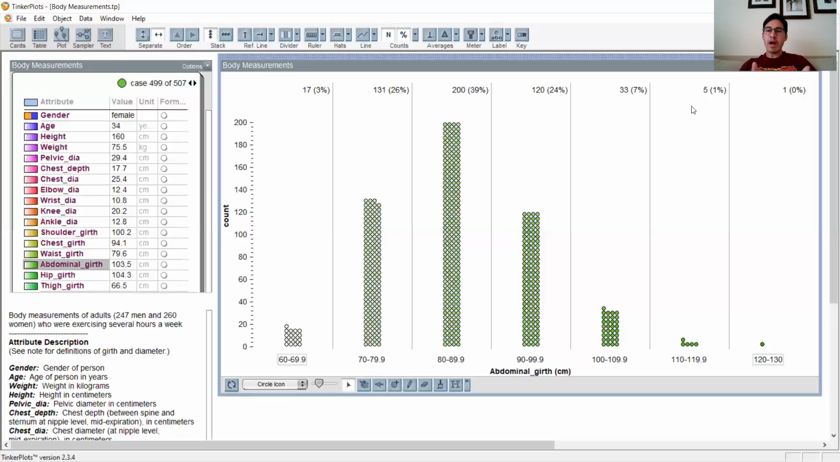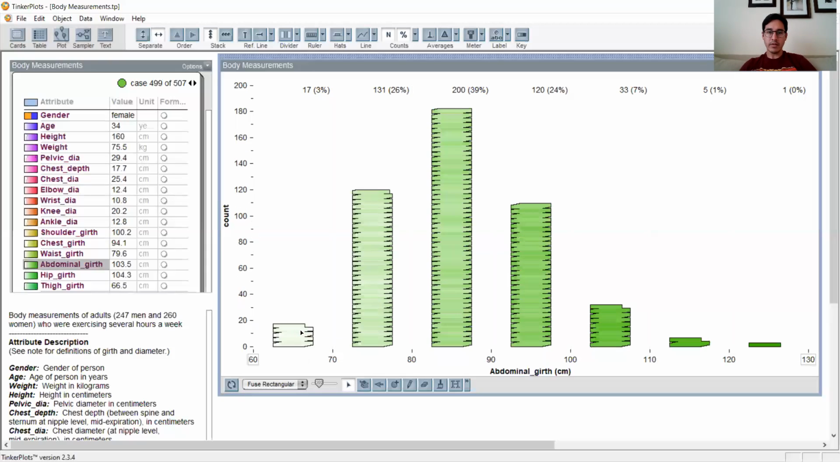But this graph that we're looking at is technically not a histogram yet. It's kind of halfway between a dot plot and a histogram. So we've binned together values in groups or bins of 10. And so next we need to make them look more rectangular shaped. So let's try the fuse rectangle.